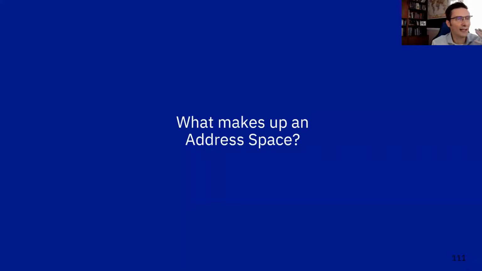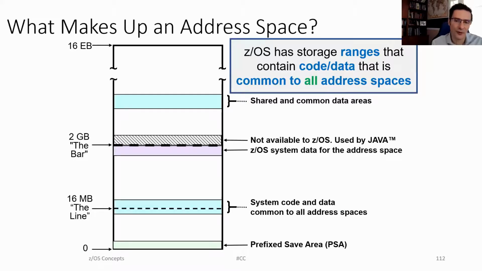Now that you understand what each address space represents, let's talk a little bit about what makes up an address space inside. zOS has storage ranges in this address space, and some of that storage range is what we refer to as common storage. Common storage is the concept that every one of the address spaces has access to a particular data area. That data area may be actual executable code in the case of certain of those common areas. In other cases, it may be access to common data that is accessible from any of the address spaces. That's what we refer to as common address space.